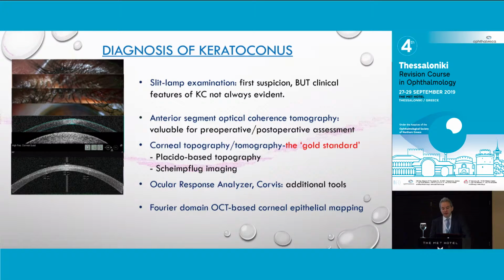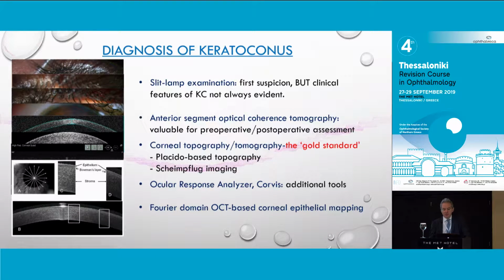Now, what is the gold standard for early diagnosis? It's the Placido Scheimpflug camera, so corneal topography and tomography. And we can use corneal biomechanical imaging as an additional tool to support our diagnosis. We can evaluate corneal biomechanical properties in vivo with the Ocular Response Analyzer and Corvis in cases where we're not really sure whether our cornea has an ectatic profile or not.